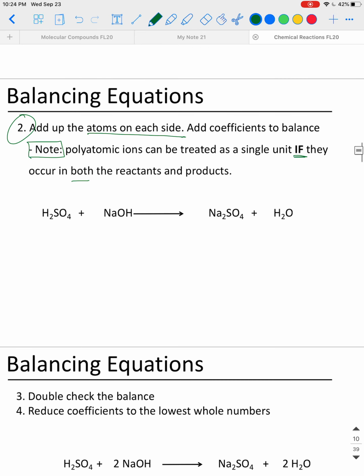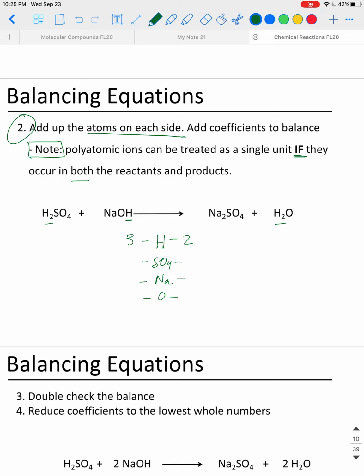What I like to do to go about balancing is write out all the elements or polyatomics that I have. So I have hydrogen as an element on both sides. I have sulfate, SO4. I have sodium, and I have oxygen. This is all the stuff in my equation. Then I put little dashes on each side and indicate how many I have on my reactant side and my product side. On my reactant side, I have 3 hydrogens. On the product side, I just have 2 hydrogens.